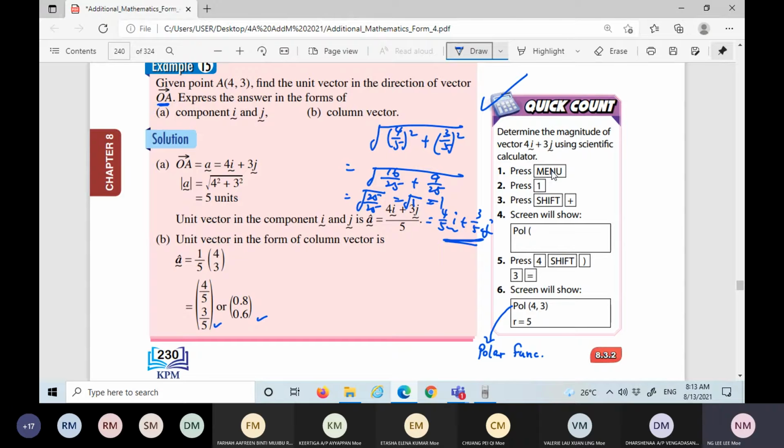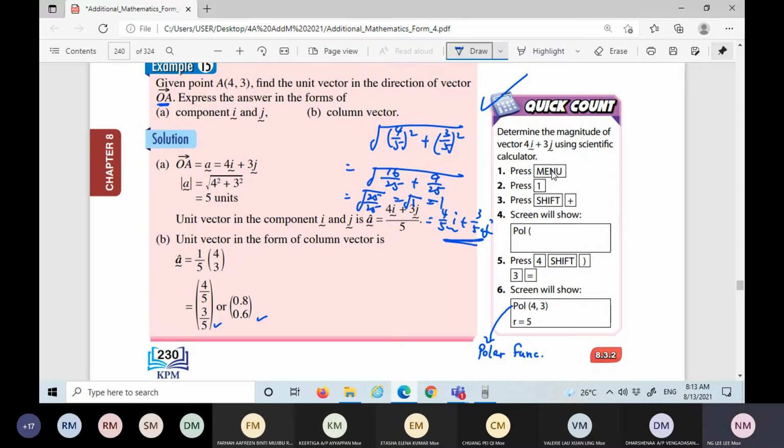Let me see. Menu. Where's menu? Oh, this is different. Okay, I mean the mode one, COMP. So actually you don't have to press anything. You just press the shift and then plus. You see the plus on the top you can see POL and then open bracket. Then you will see the screen will appear POL open bracket.